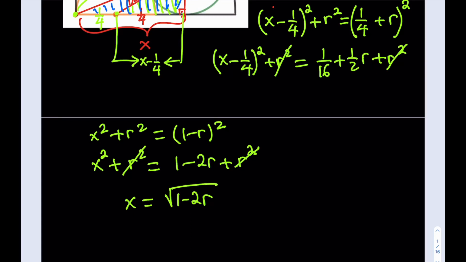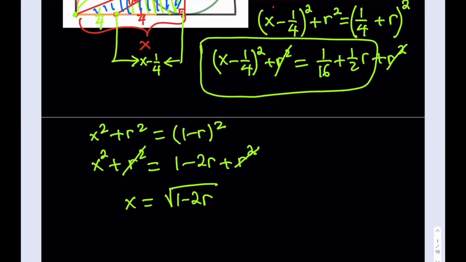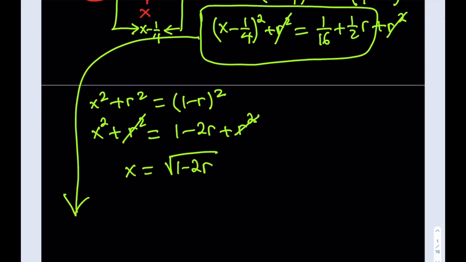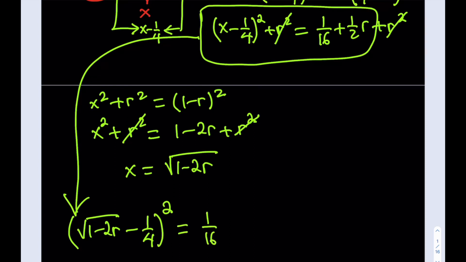Awesome. Now, how does that help us? Well, we do have another relationship here. So what we can do is replace x with what it is in terms of r and then solve this equation. So let's work off of that, knowing that x is equal to the square root of 1 minus 2r. It's going to look like this: the square root of 1 minus 2r minus 1/4. Such a beautiful expression, right? And that will be squared, equals 1 over 16 plus 1/2 of r.